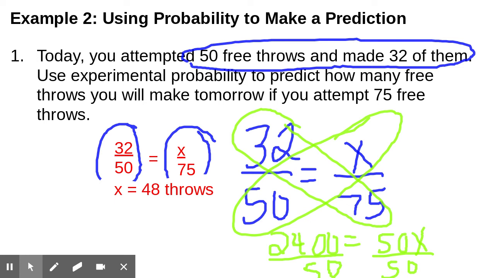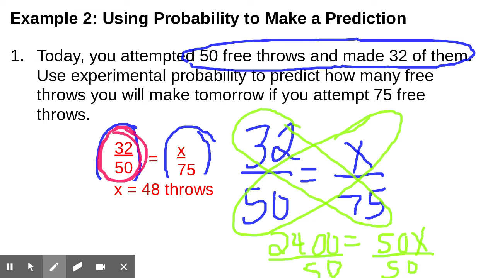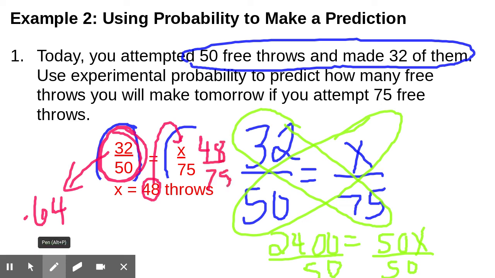If you want to check to make sure you're right, what you could do is divide each one of your probabilities here. If you take 32 and divide it by 50, you get 0.64. And if you actually substitute in this 48 for x, so you have, let me erase a little bit of this, you have 48 out of 75. If you divide that, you should get the same decimal. You should get 0.64. Okay.